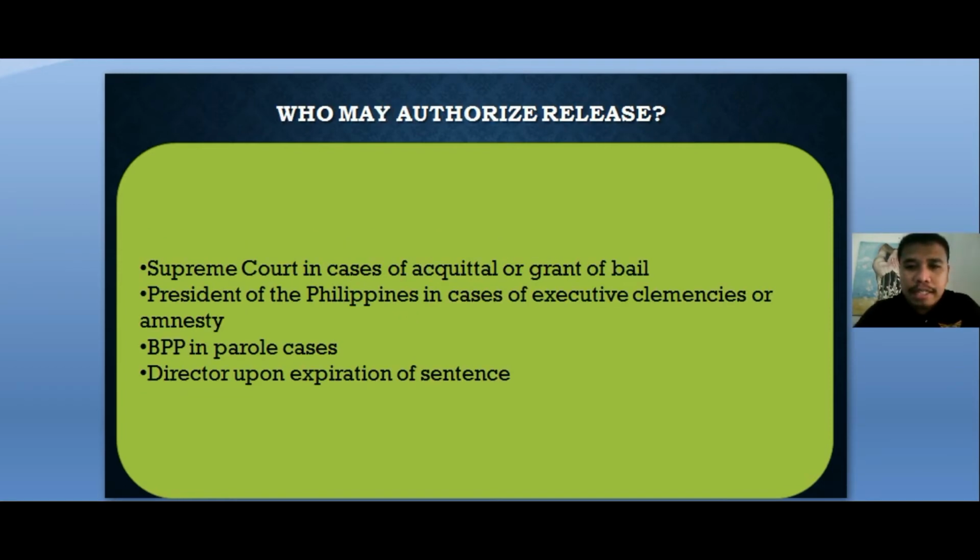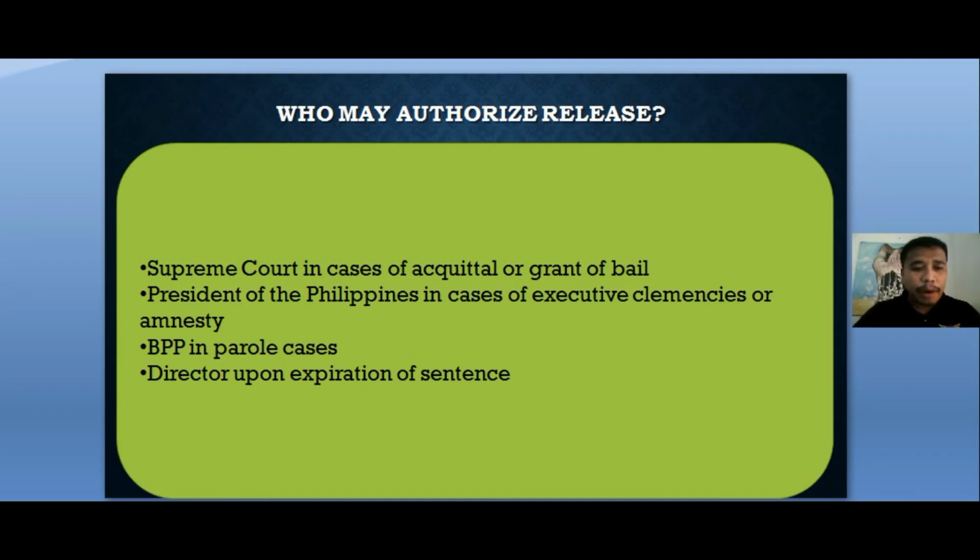Now, who may authorize the release of the prisoner? So these are the following entities who are authorized for ordering the release. Number 1 is the Supreme Court in case of acquittal or grant of bail. The President may also authorize the release in the cases of executive clemencies. When I say executive clemencies, this is an act of grace on the part of the Chief Executive or the President. So what are these? Conditional pardon or absolute pardon. So if the President grants an absolute pardon or conditional pardon to a prisoner, even if he has not yet finished serving his sentence, he can be released.